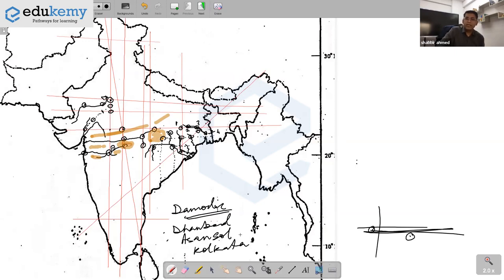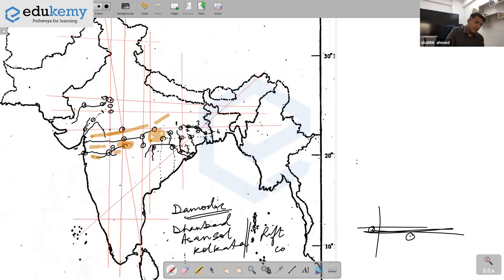हाँ, you're right. दामोदर, Dhanbad थोड़ा सा ऊपर है Ranchi से, but we are keeping them all in a straight line. We're not bothered much. We put them all in the straight line. So Asansol, Dhanbad, okay, and you draw the straight line, and you know this flows through a rift valley.